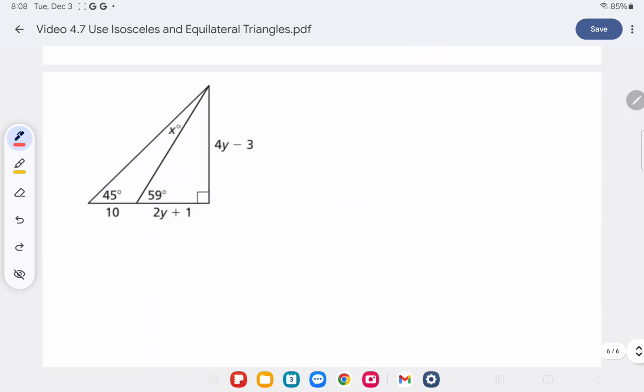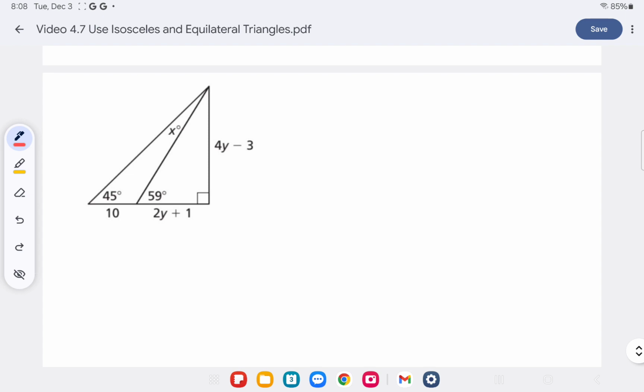Let's do one more example together. This one's a little trickier to sort out because nothing is marked as isosceles or equilateral to start. So let's label what we know. We don't know anything about sides of triangles without knowing whether the triangles are isosceles or equilateral. But we do know that all triangles, the angles of the triangles add up to 180 degrees.